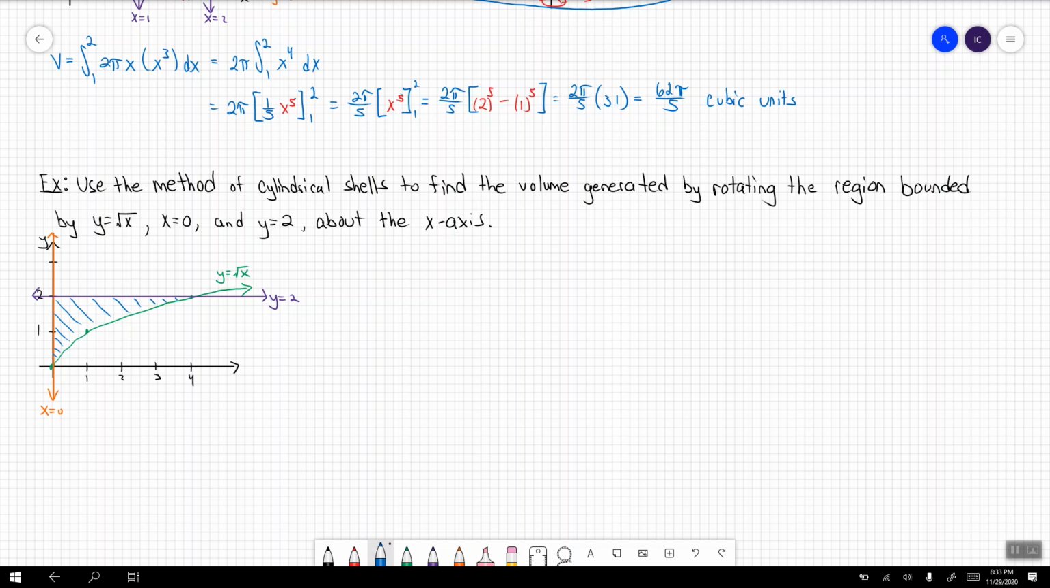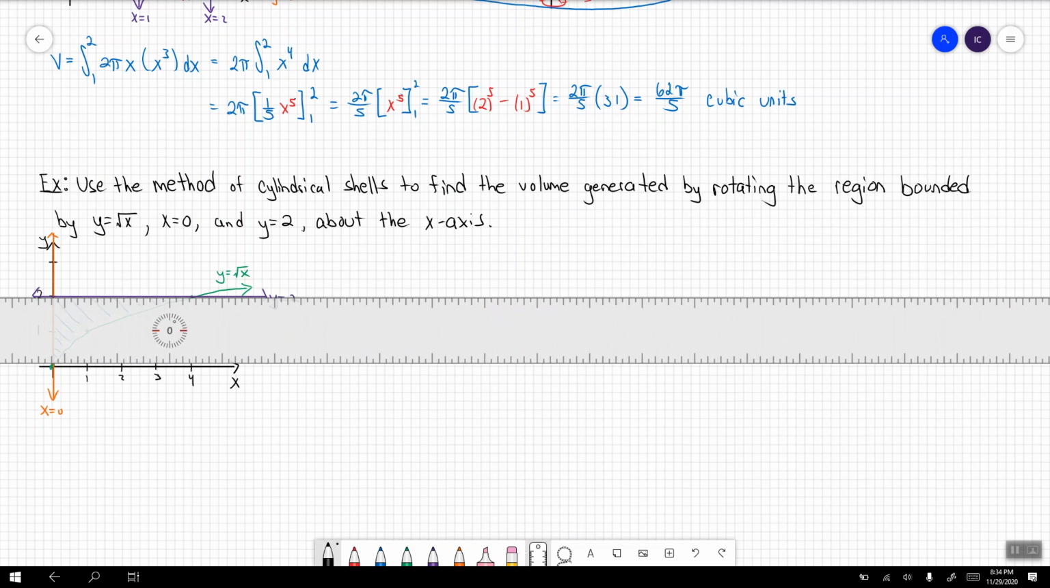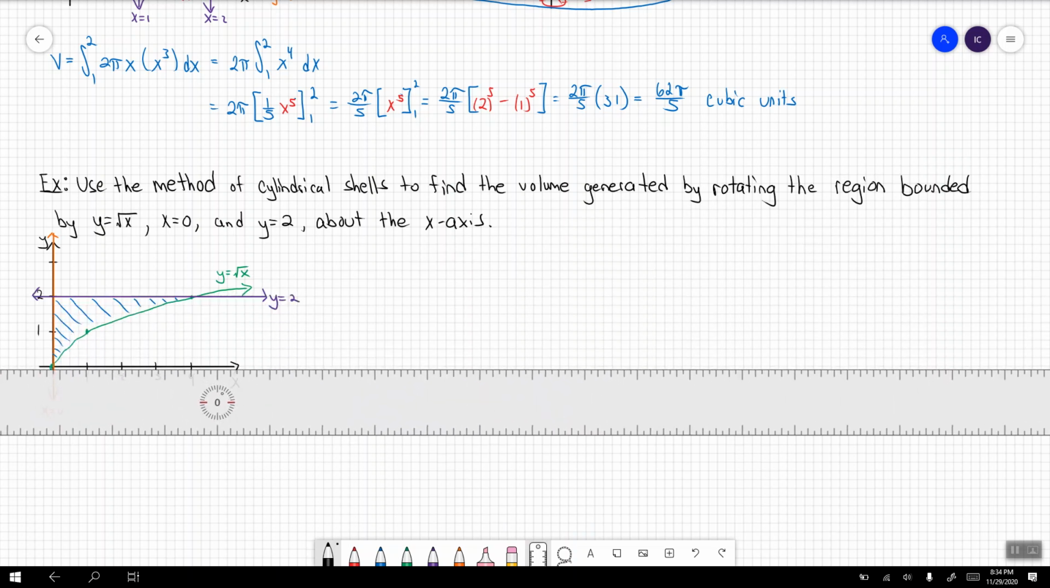So again, what we have here is the region where we have y is equal to x squared, x is equal to 0, y is equal to 2. And I believe I said y is equal to x squared, and I meant y is equal to the square root of x. That region is this area that's shaded here in blue, and we're going to rotate this region about the x-axis. And so in order to do that, we're then going to start talking about how we're going to find the volume for this cylindrical shell. So let's go ahead and start making that rotation for this figure.